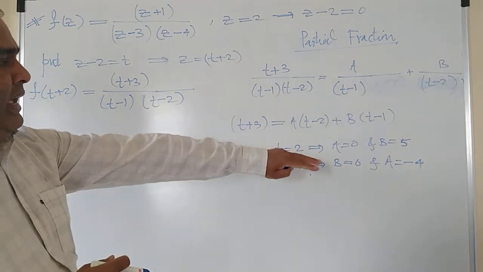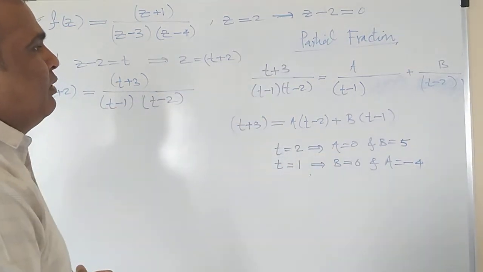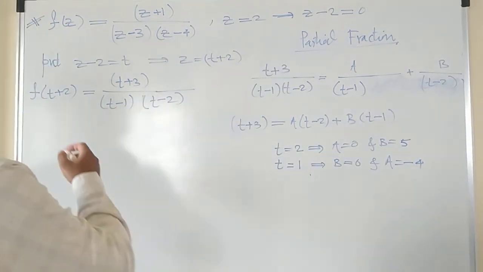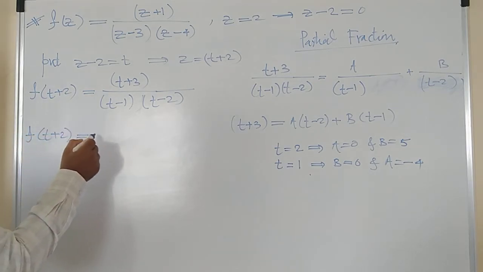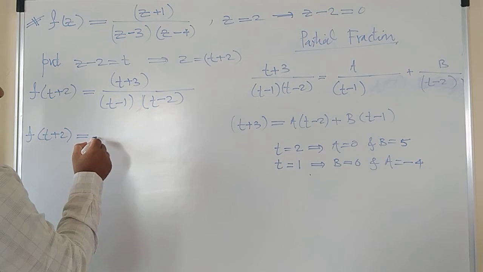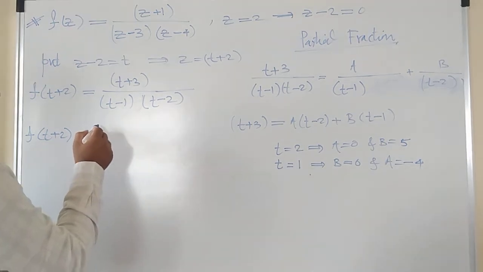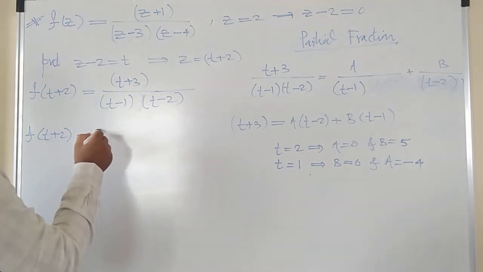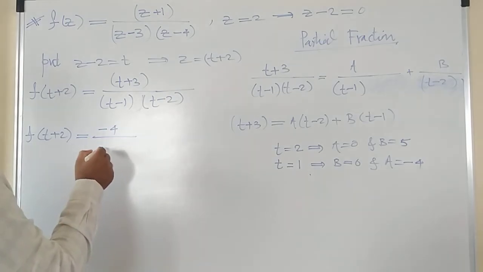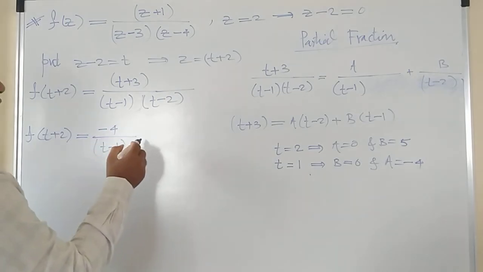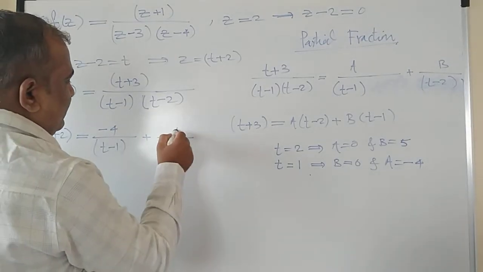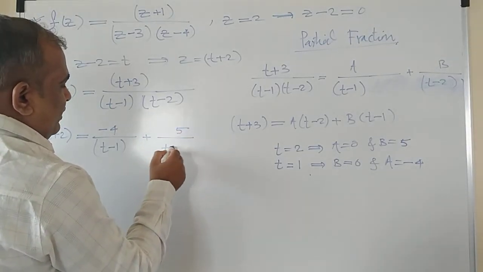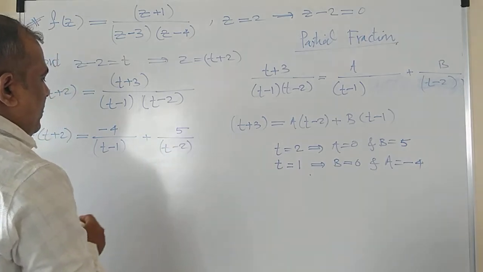Now put this A and B value into the above fractions, and your function f of t plus 2 now becomes equal to how much? A divided by t minus 1, that means minus 4 upon t minus 1, and plus B upon t minus 2. What is B? B is 5. So 5 upon t minus 2. Got it?